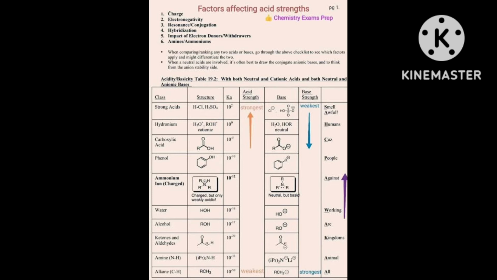Similarly, hydrogen sulfide, H2S, is a stronger acid than H2O, because sulfur is bigger than oxygen. Here you are comparing H2S and H2O, which are in the same group. Sulfur is bigger than oxygen, hence H2S is a stronger acid than H2O. H2O is water. Water is weak, either as an acid or as a base. Hydrogen sulfide is a stronger acid than H2O.